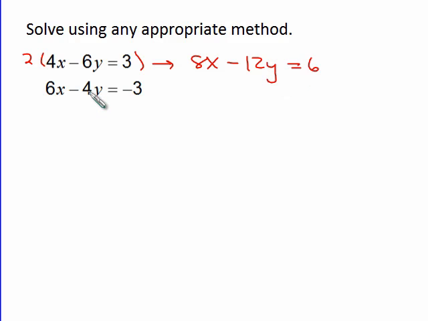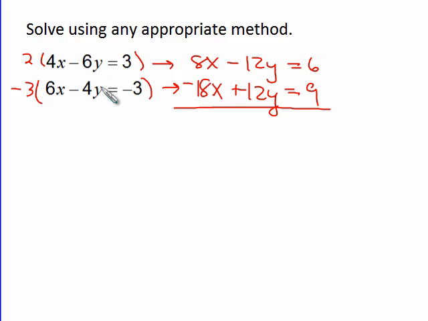Now since I also want a 12 here, but I would prefer the signs to be the opposite so I can add, then I'll multiply this one by negative 3. That gives me a new equation of negative 18x plus 12y equals, and this will give me a positive 9. These two equations are equivalent to these two equations, but now they're more useful.